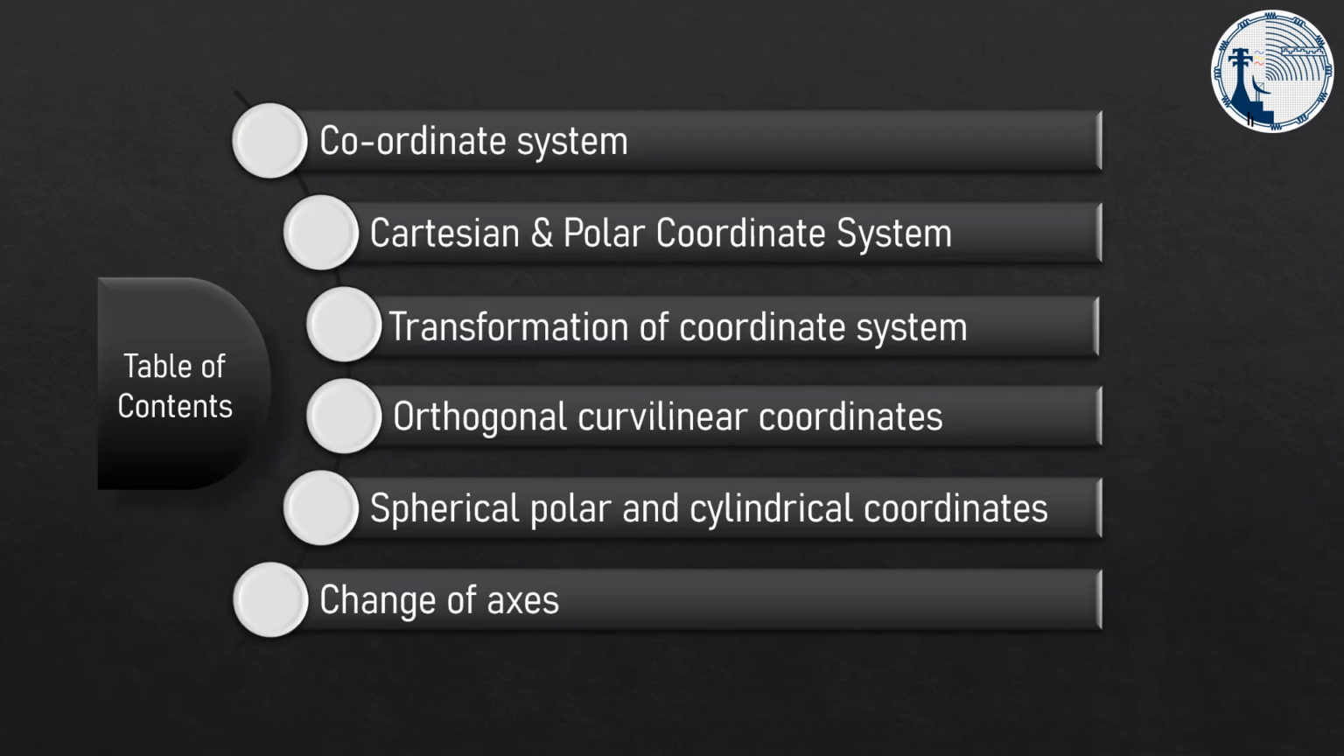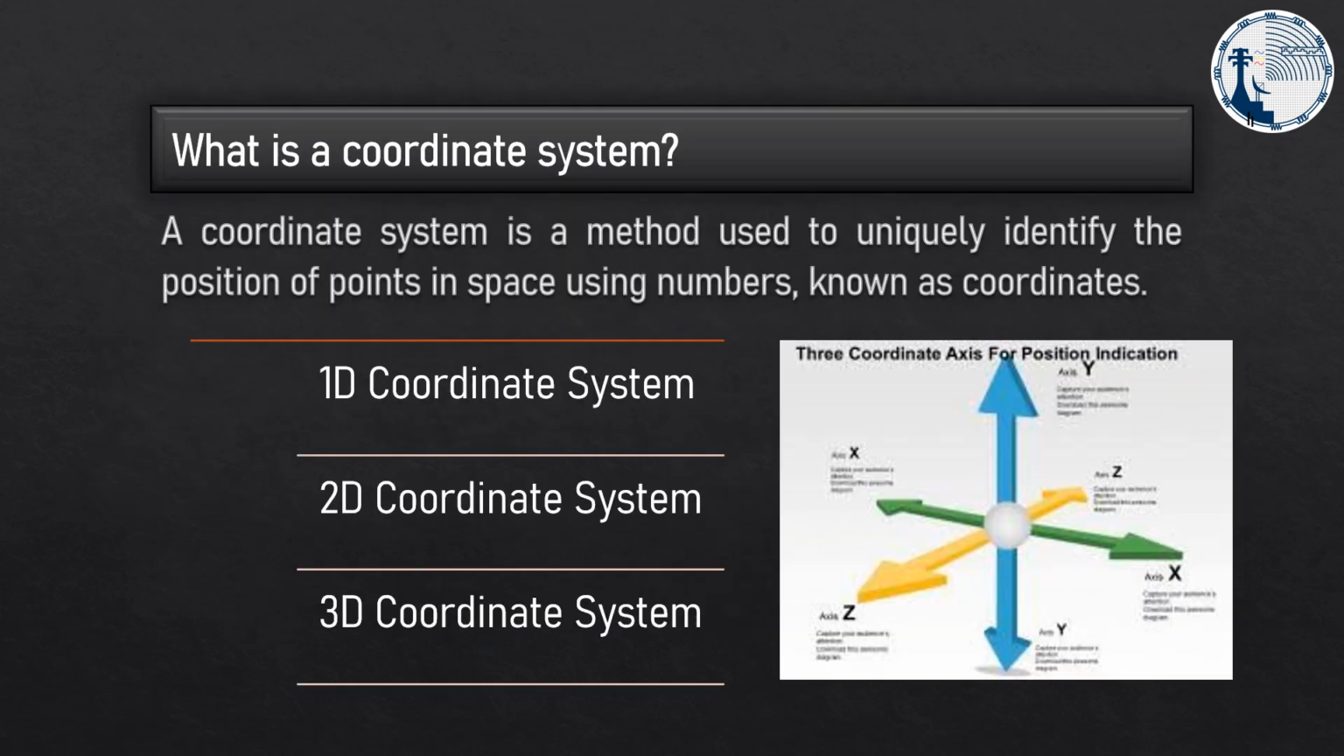Without further delay, let us review our table of contents. We have coordinate system, Cartesian and polar coordinate system, transformation of coordinate system, orthogonal curvilinear coordinates, spherical, polar, and cylindrical coordinates, and the change of axis. First topic is the coordinate system.